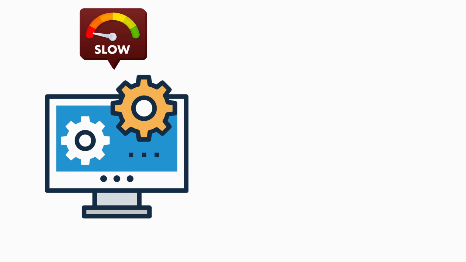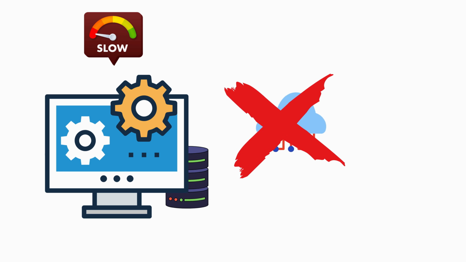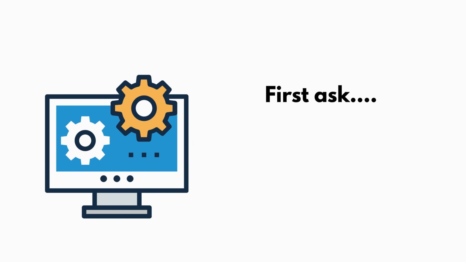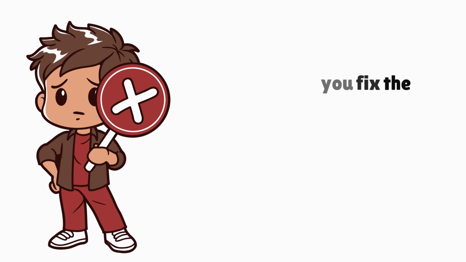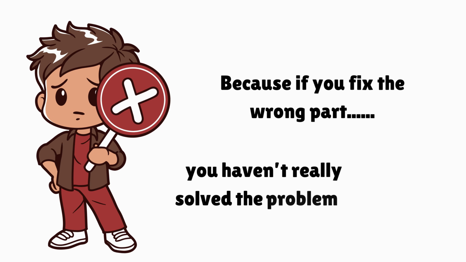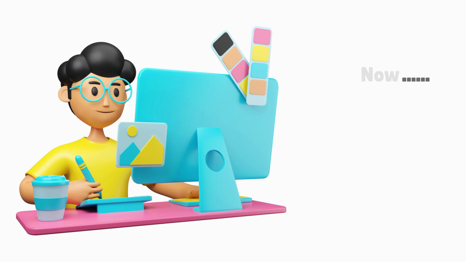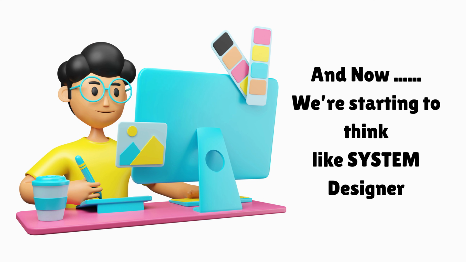When a system becomes slow, don't just randomly add more things. First ask, where is the bottleneck? Because if you fix the wrong part, you haven't really solved the problem. And now we are starting to think like a system designer.